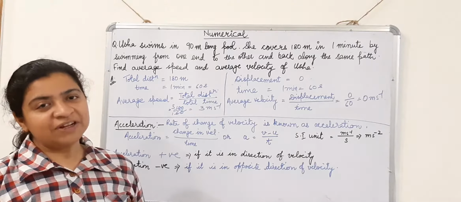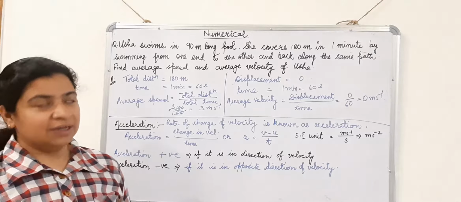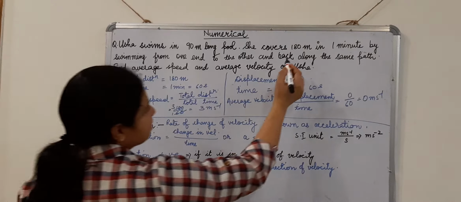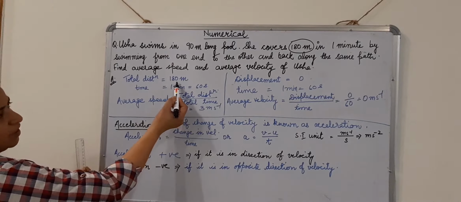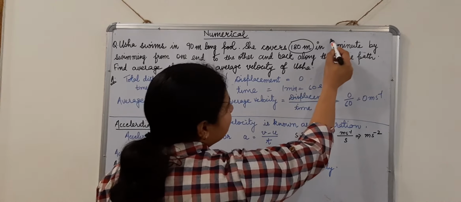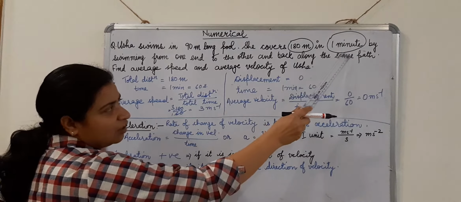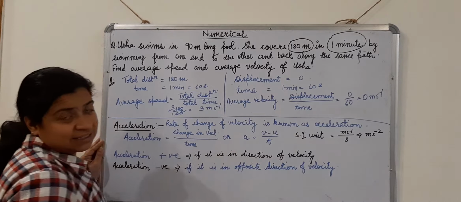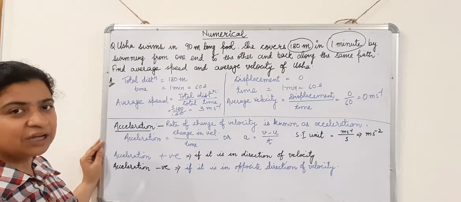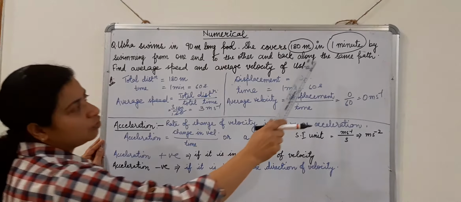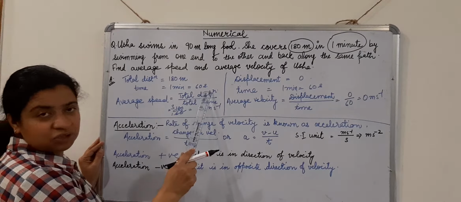Children, we know that average speed is equal to total distance upon total time taken. So in this case, what is the total distance covered by her? She has covered a distance of 180 meter. 180 meter is the total distance and the time taken by Usha is 1 minute. Since this unit is in meter, I cannot take this unit of time as it is. I have to change it into its SI unit. We know that the SI unit of time is second. So I have to change this 1 minute into seconds. So 1 minute is equal to 60 seconds.